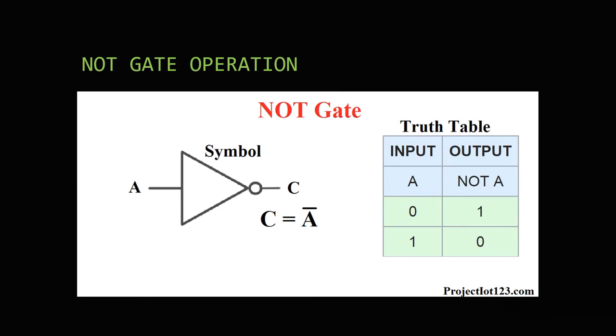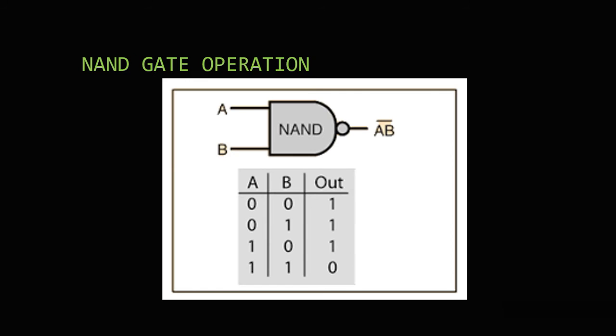Next, we will look at the NOT gate. A NOT gate is basically used as an inverter. So it inverts the input and shows us the inverted input at the output.